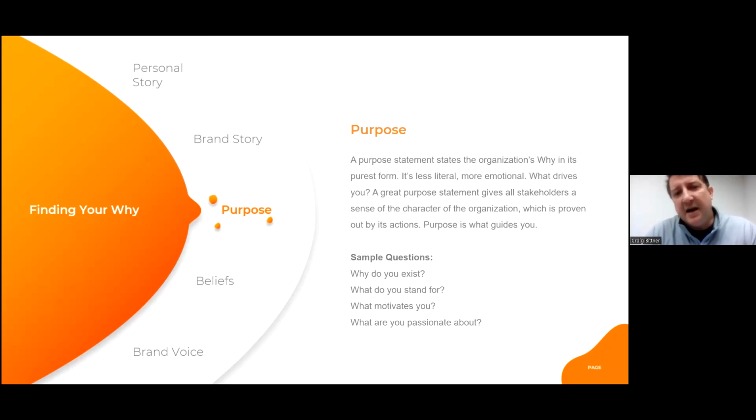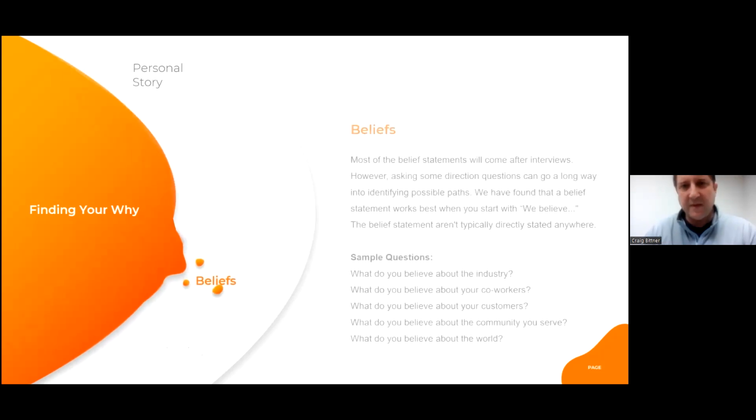You're trying to answer these questions from an organizational perspective, but you're also trying to answer this from a personal perspective. And so what is your purpose within the organization is a helpful way to think of that question.